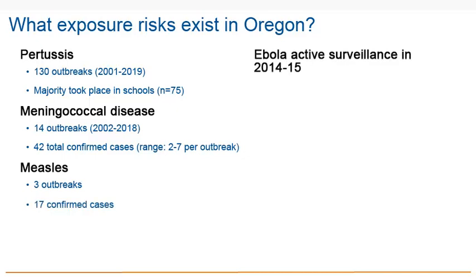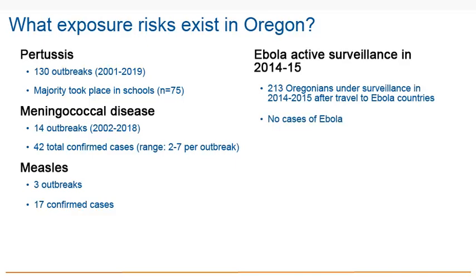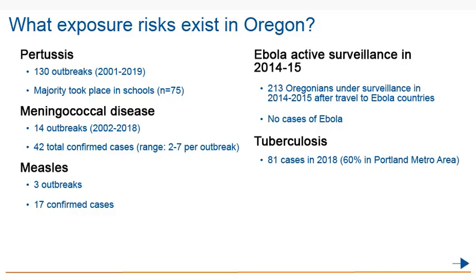During Ebola active surveillance in 2014 and 2015, there were 213 Oregonians who were being monitored after travel to Ebola-affected countries. We had no cases of Ebola in Oregon. And finally, there were 81 cases of tuberculosis in 2018 alone, and 60% of these cases lived in the Portland metro area.